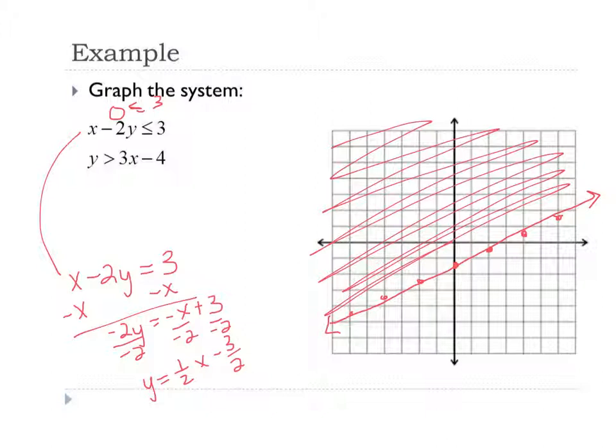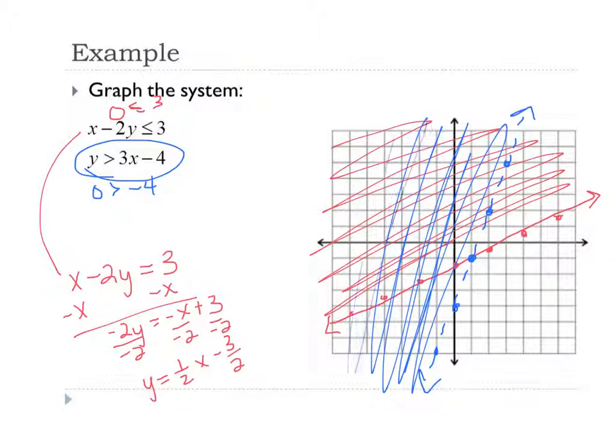Our other one is already in slope-intercept form. So we're going to start at negative 4, and our slope goes up 3 and over 1. This line is dashed because it's not equal to. Okay, need a test point. I can still do 0, 0. That would give me 0 is greater than negative 4, which is true. So you're going to shade the entire side of that line.